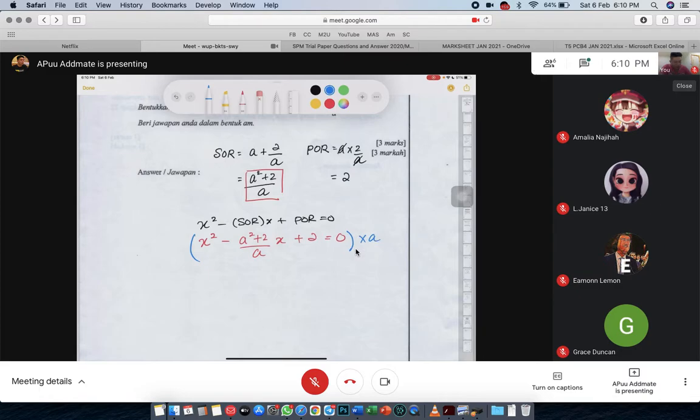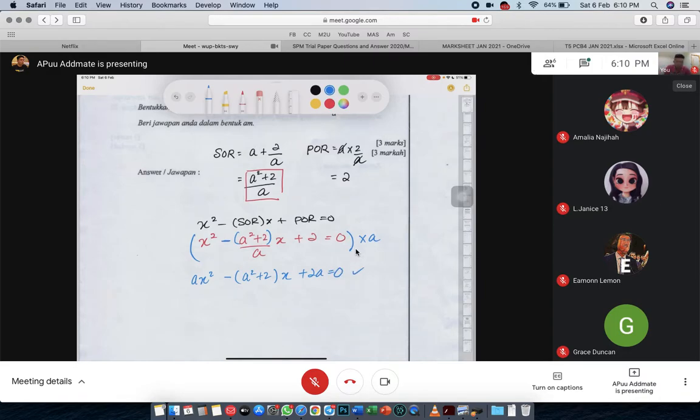So what do I get in the first place? I'm going to get ax square, and then minus. Now this one becomes in bracket, a square plus 2, and then you have an x. Sebenarnya ini dalam bentuk bracket ya, supaya kamu tak keliru dengan minus sign tu. Jangan pindah minus sign ke dalam, biarkan macam tu saja. And then plus 2a, and it equals to 0. That's it. Itu sajalah jawapan kamu.